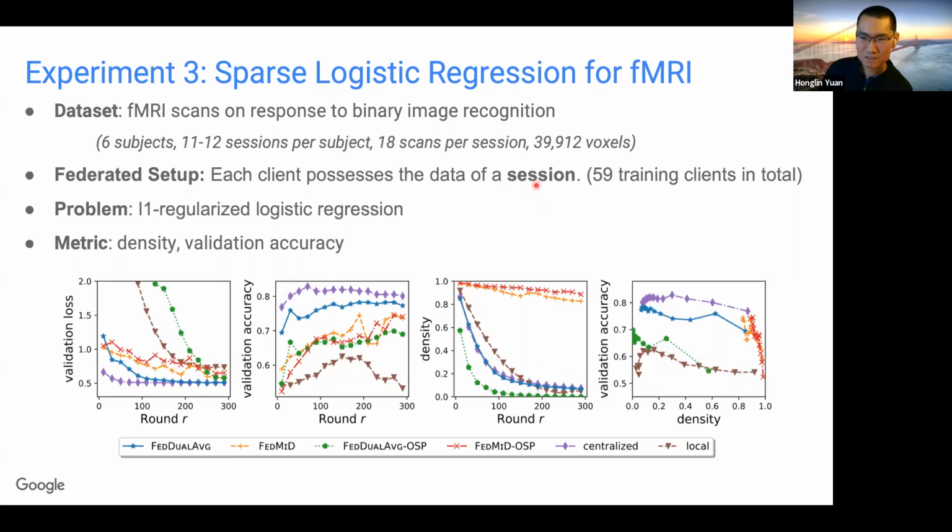This is of particular interest because in certain biomedical applications, due to regulations, you might not be able to share the data with others. But running this in the cross-silo setting might be useful. As you can see, this blue line corresponds to a high validation accuracy and low density, which is exactly the thing we want to recover. The other things are either too dense or too inaccurate.